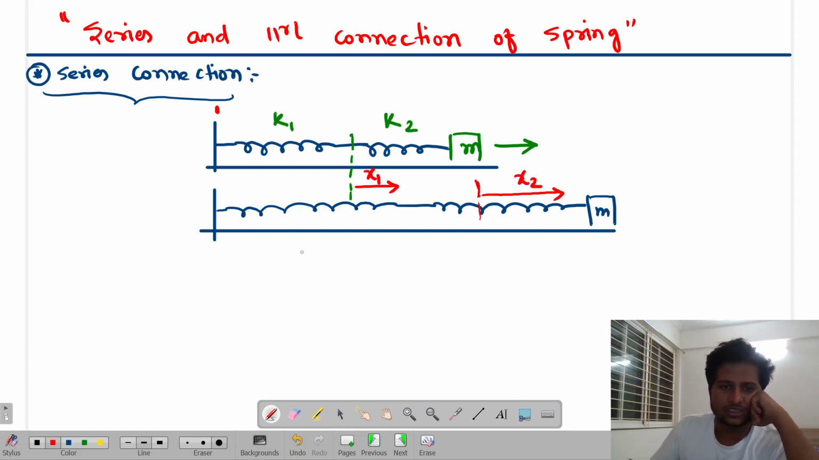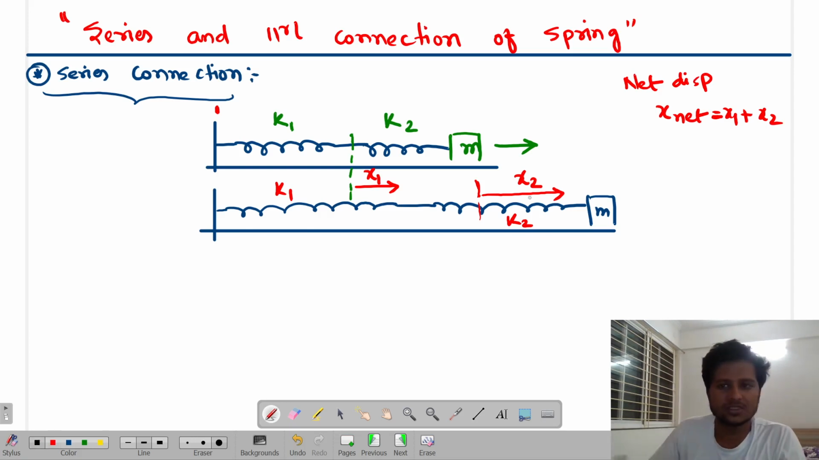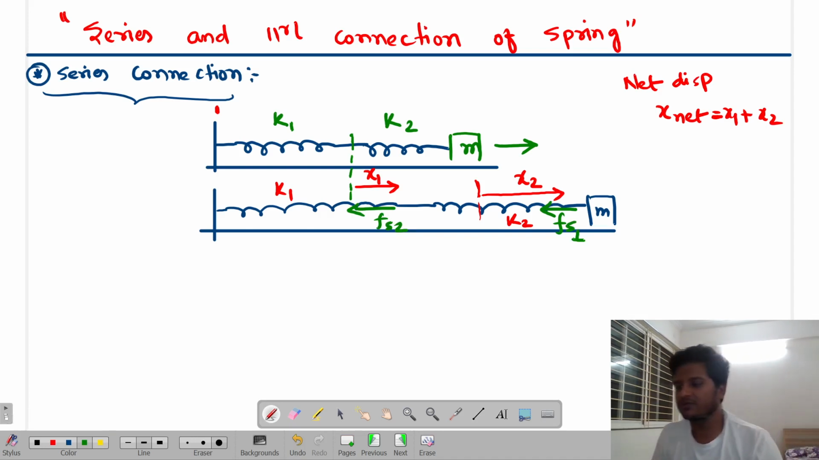So if this is k1 and this is k2, the net displacement is how much? x net is equal to x1 plus x2. Now if this is my net displacement, how many spring forces are there? There are two spring forces. The first one is over here, Fs1, and then there is another spring force, Fs2. So we have two spring forces over here.